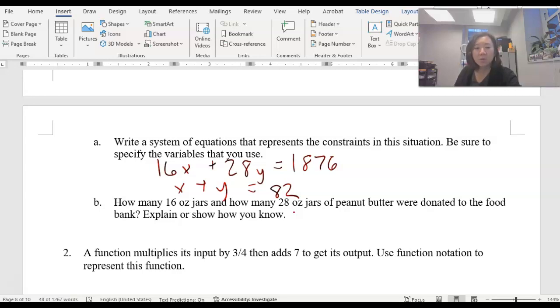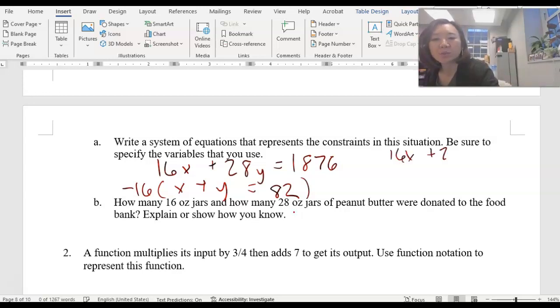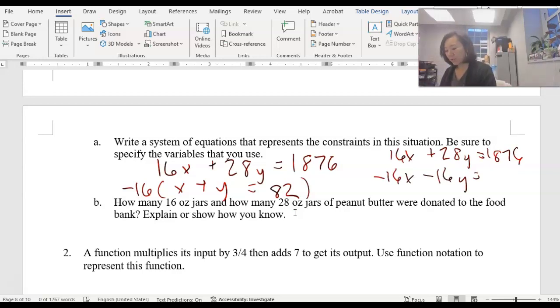So now we need to figure out a solution to the system of equations. I would suggest for this one that we multiply by -16 and eliminate x. I think that's going to be your easiest way. So it's a review of elimination. So you'll have 16x plus 28y equals 1876. And then we have -16x minus 16y equals 82 times -16 gives us -1,312.